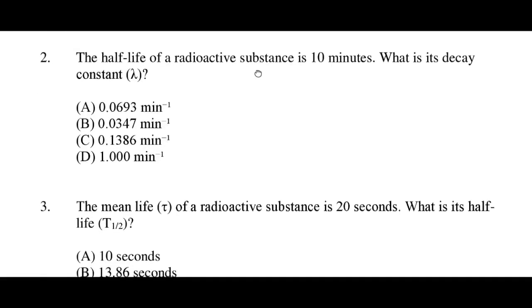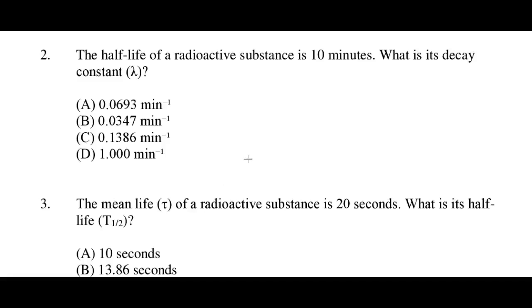Question 2. The half-life of a radioactive substance is 10 minutes. What is its decay constant? So the decay constant is lambda, that is 0.693 divided by 10. And that should give us 0.0693 per minute. Option A.